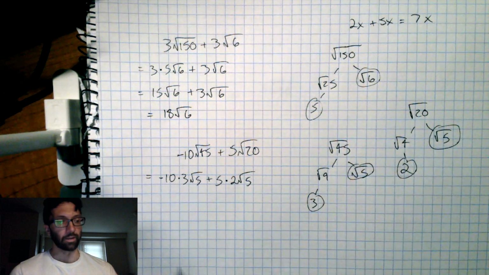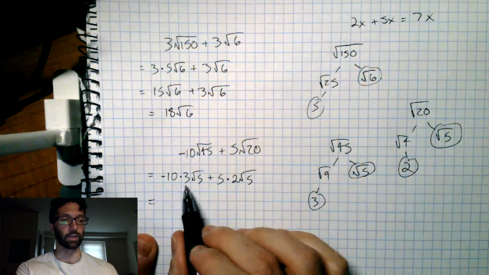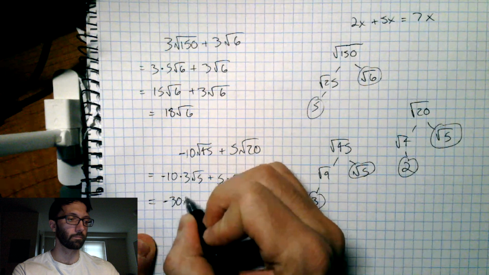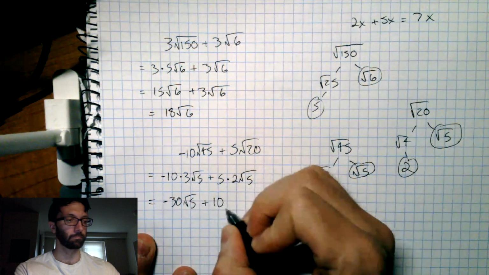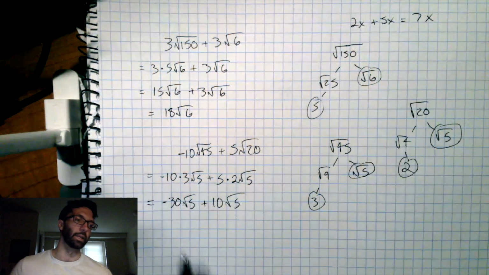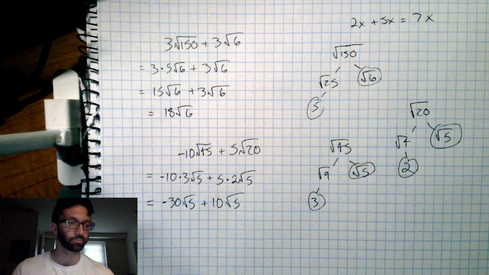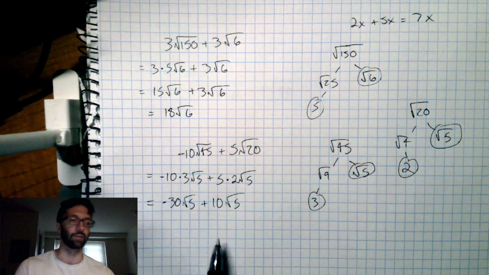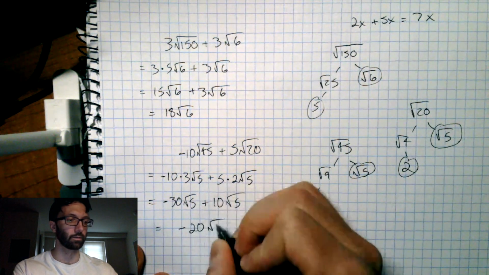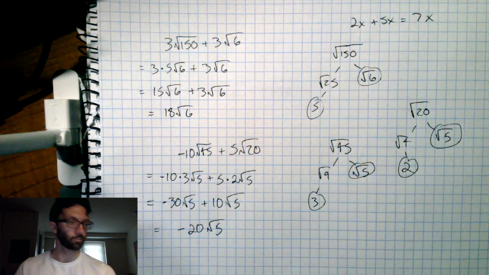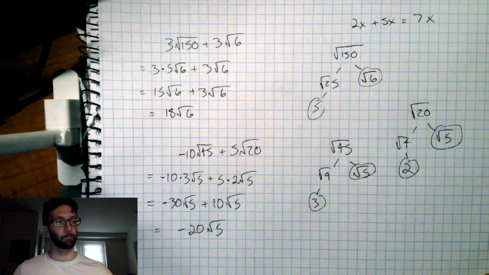Okay, and now I can simplify, I can do some multiplication out front. Negative 10 times 3 is negative 30. And 5 times 2 is just 10. And now I have my matching radicals, so I can think of these as like terms. So negative 30 root 5 plus 10 root 5 is going to be negative 20 root 5. All right, and we'll do one more of these.